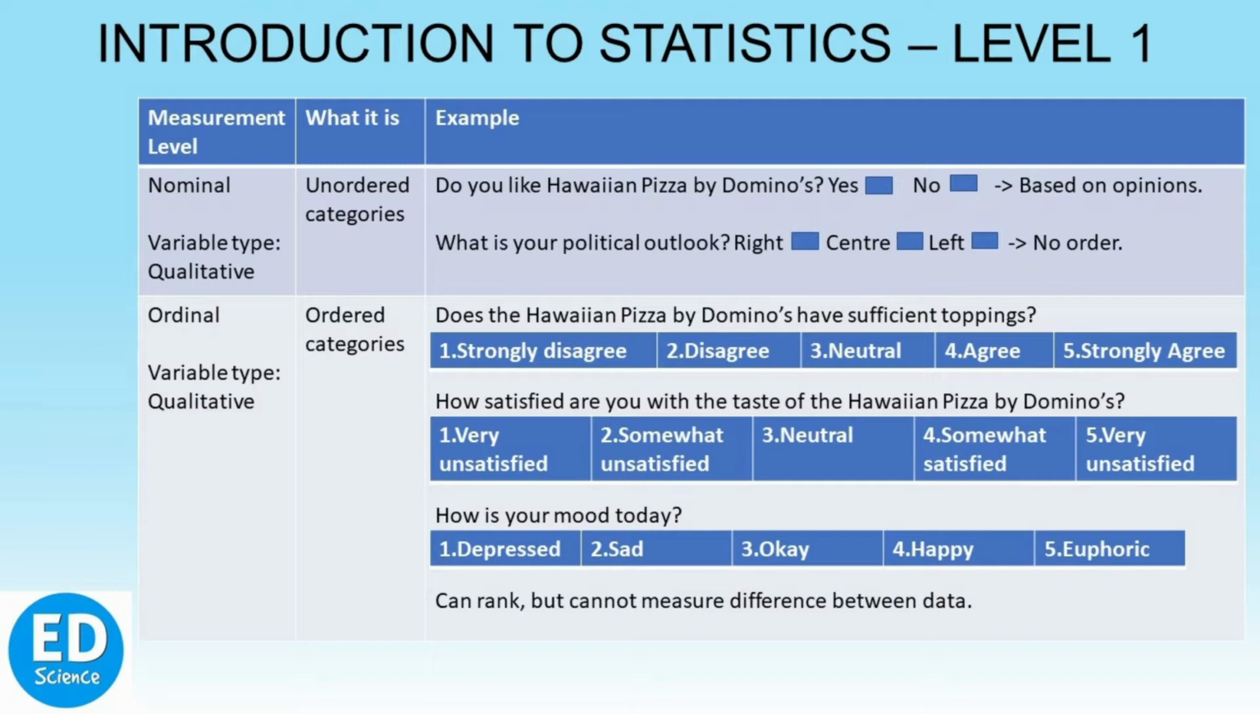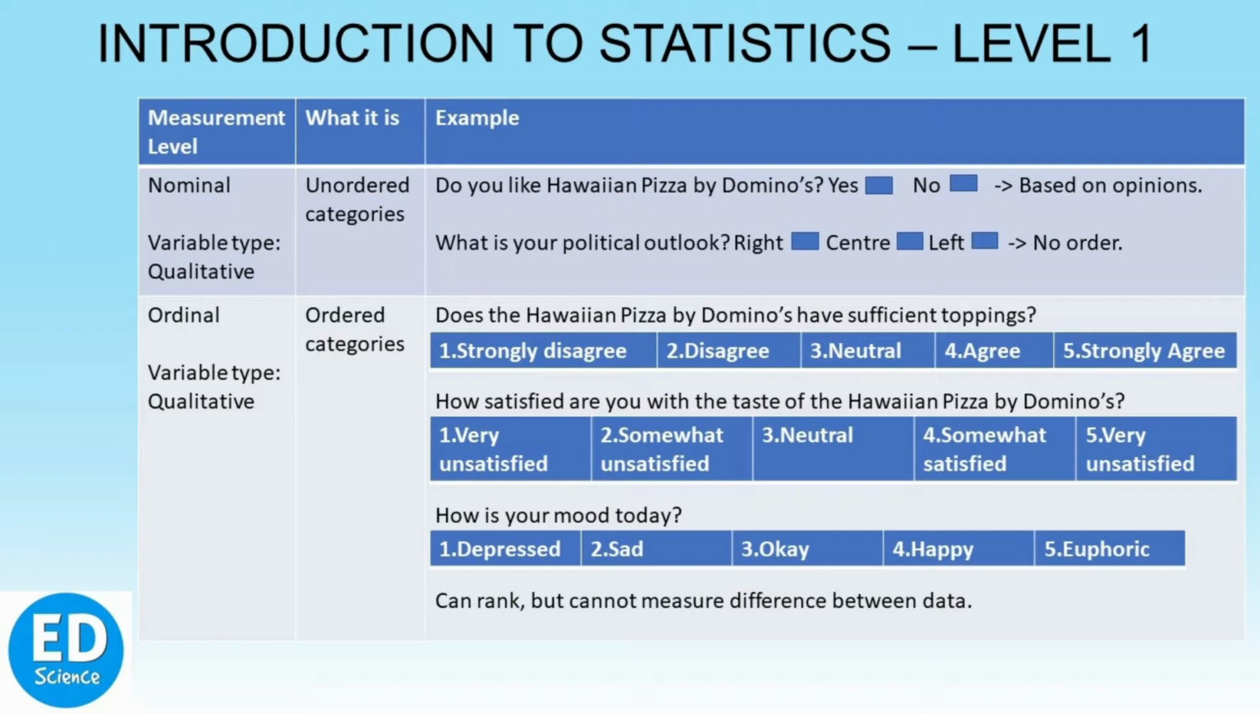Surveys could ask you questions that result in yes or no, such as do you like Hawaiian pizza by Domino's? Your answer shall be either yes or no. Yes or no is based on consumers' opinion. Similarly, political outlook is based on opinion. Opinions cannot be arranged in any order. Likewise, gender, nationality, colors are the kind of answers which cannot be arranged in any order. So that's nominal data for you. It has no order, no direction, but the survey results can be grouped into a frequency table.